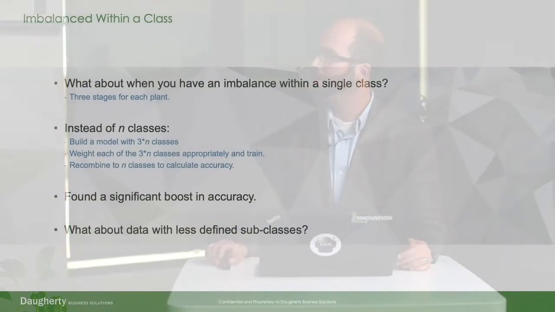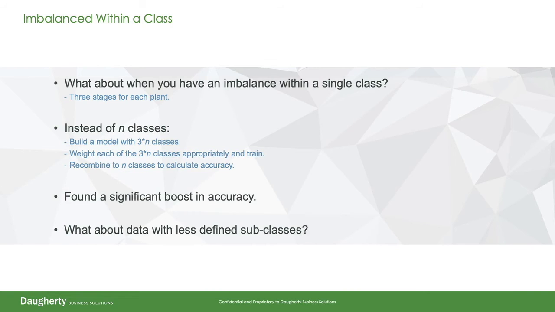So another thing we looked into was imbalance within a class. So instead of just weeds versus plants, we have 3 stages of growth for each plant. So what we did was, instead of building a model with n classes, we ended up building a model with 3n classes for the 3 stages of growth. We weighted each of the 3n classes appropriately and trained our model. Then, when we wanted to predict and measure the accuracy, we recombined into the original n classes.